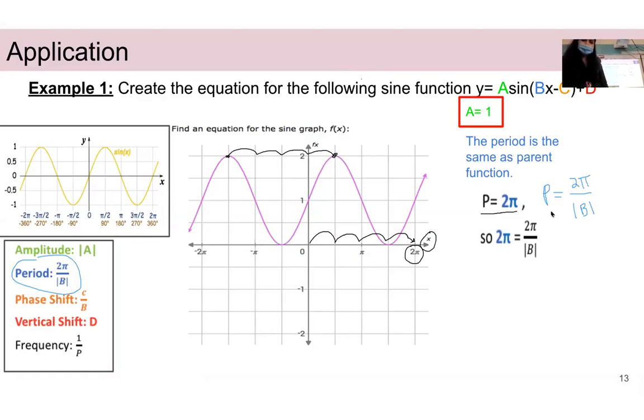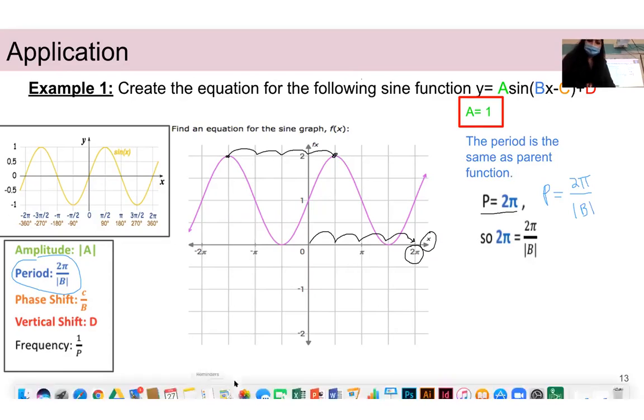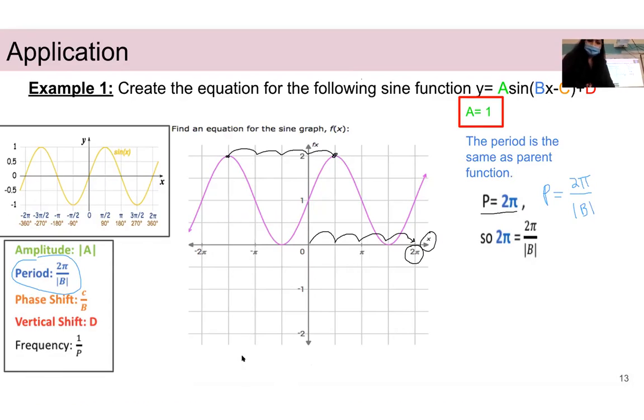I identified that I need this blue period formula to find my B term. What I did next is, after I found my period, notice how this P became 2 pi. So I simply substituted. I just substituted whatever was my period right here. So this P, I replaced it with 2 pi because we figured out that the period is 2 pi.